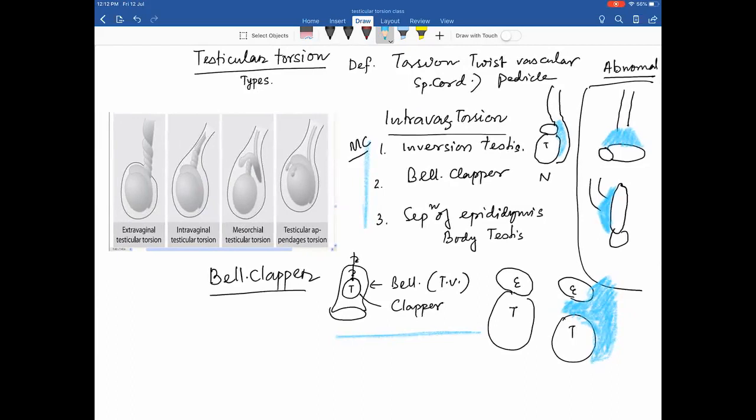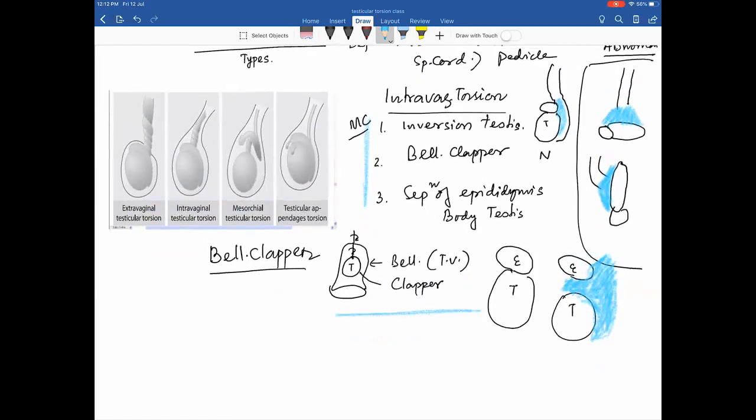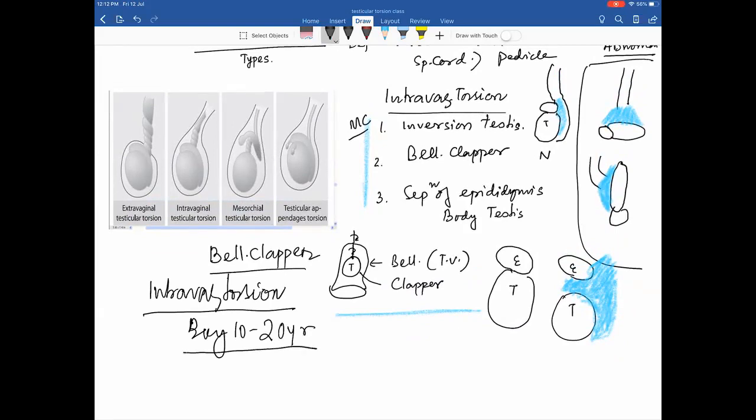I will be erasing this. Now, the question is, with these problems, why do you have it at all? Very simple. Intravaginal torsion is usually seen in boys in the age range of 10 to 25 years, or approximately 10 to 20 years.